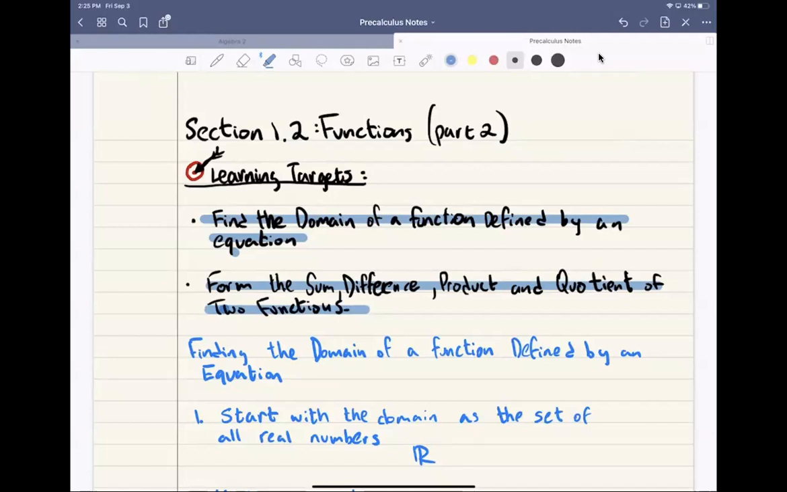We'll go into it. It's just what happens when these are operations. It's basically operations of functions. We're given two functions, and we're going to look for the sum, the difference, the product, and the quotient of the two functions. Next up, let's just go ahead and get started.